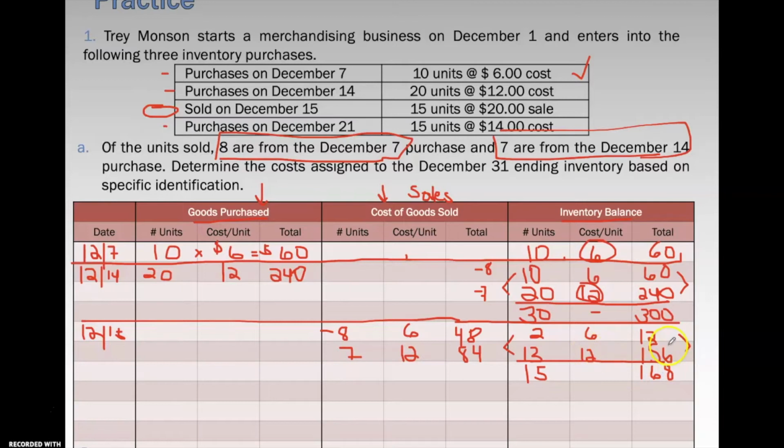So I would say updating the balance here in this last column is probably one of the more difficult things because you do have to analyze it a little bit. Okay, last one's pretty easy. It was just a purchase on the 21st. So 12/21, purchase. Remember, we're going to use this first column here. We purchased 15 units at $14 each. So it cost me altogether 15 times 14, which is 210.